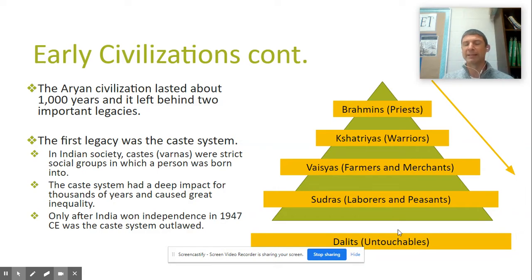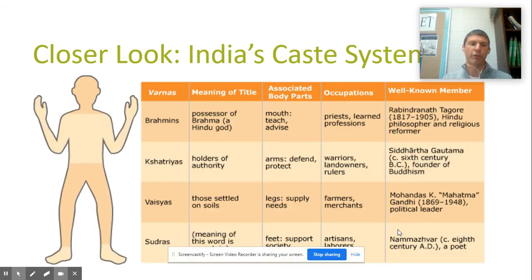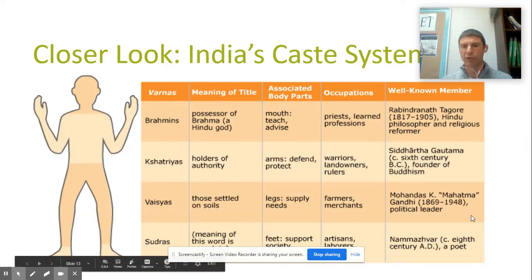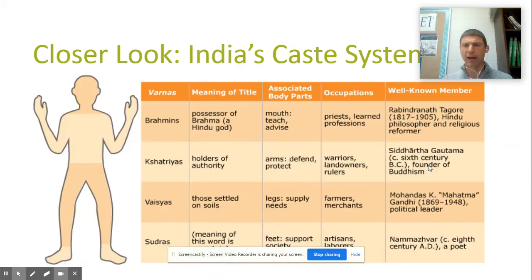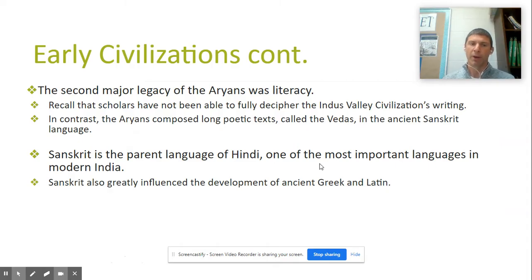So that's one of the biggest influences by the Aryan civilization that came after the Indus River Valley civilization. You can see it kind of broken down here a little bit more. And then they kind of list the well-known members. We're going to talk about Gandhi a little bit later on. Siddhartha Gautama, who will be the Buddha, he was in this class. So you kind of fall into this class just based on where you're born, and you really can't change that for your entire life. But also the Aryans made major influences on literacy.